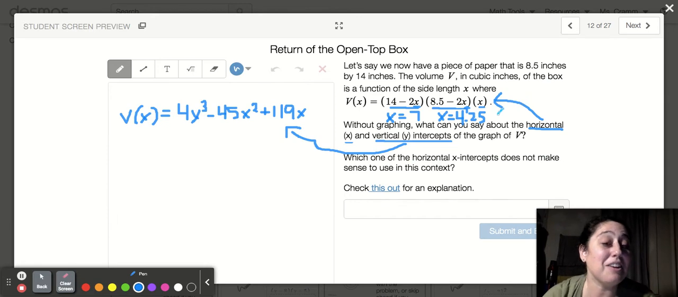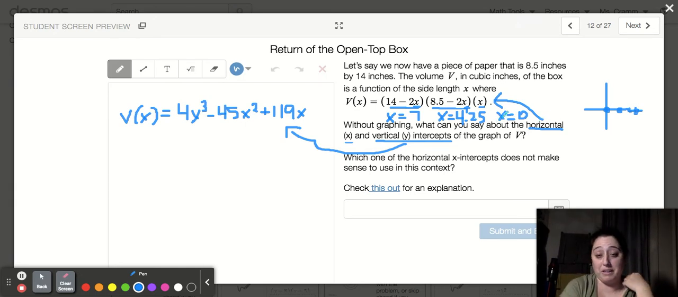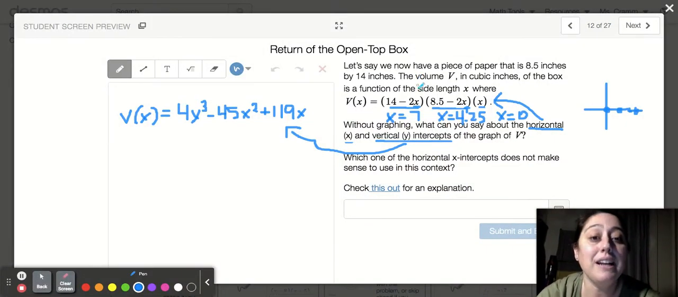Okay. It's a little tricky, but then it's also kind of the easiest one. If it's just an x by itself, you just make that x 0. Okay, so if I'm looking at this graph, I will be having an x-intercept at 0, I'm just approximating, 4.25, and then again at 7. Okay, so I'll have 3 x-intercepts, and they'll be at those places.